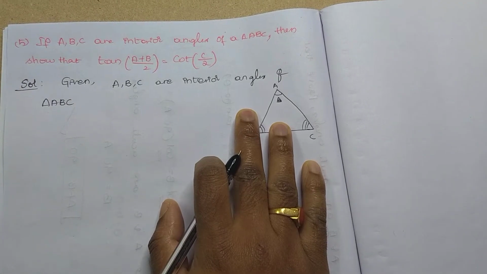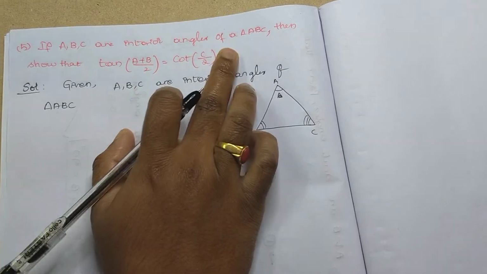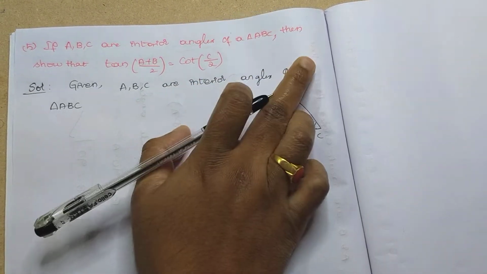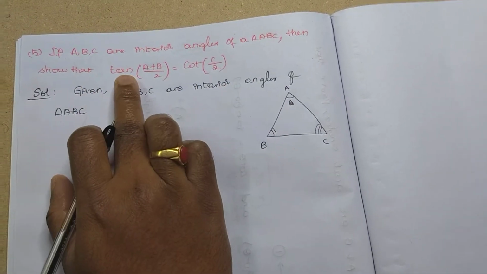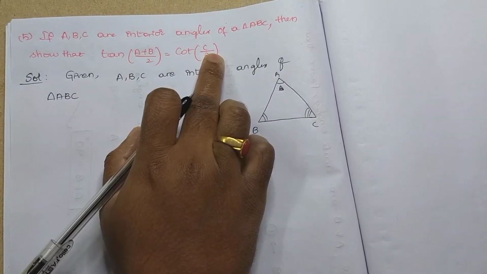Hello friends, let's solve question number 5 now. If A, B, C are interior angles of triangle ABC, then show that tan of (A plus B) by 2 equals cot C by 2. This we need to prove.